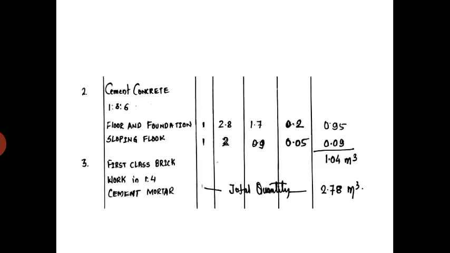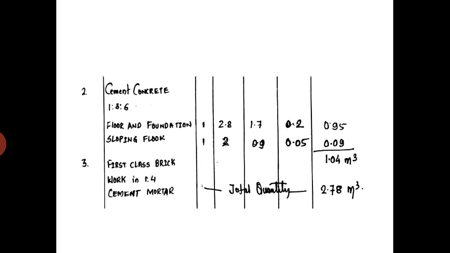Next comes the cement concrete of 1:3:6. In that, for the floor and foundation, the 2.8 we have already calculated, and 1.7 meter remains the same. Then 0.2 meter is the breadth. The cement concrete breadth they have given in the diagram is 20 centimeter, which you have to take.